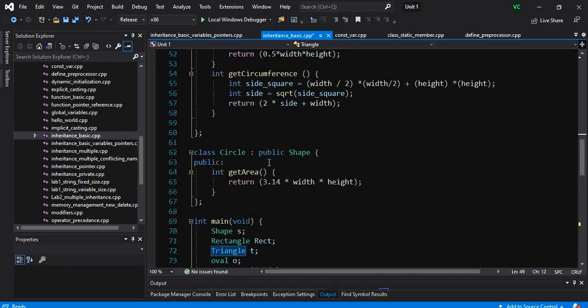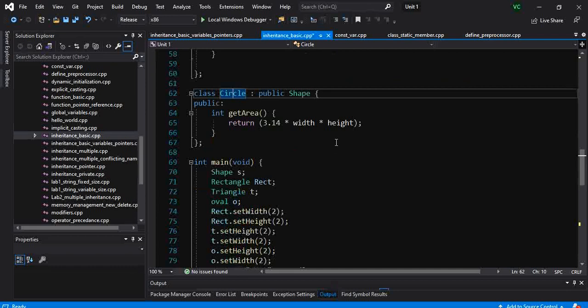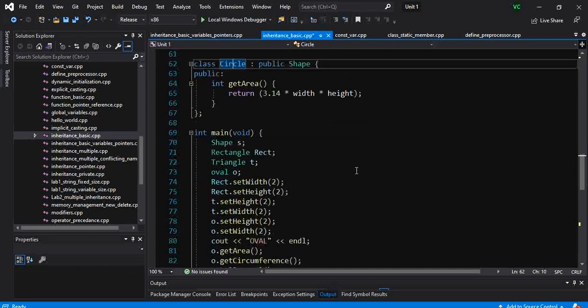We have also extended this to be used as a circle class. But in this case, we need to take care that the width and height are the same.